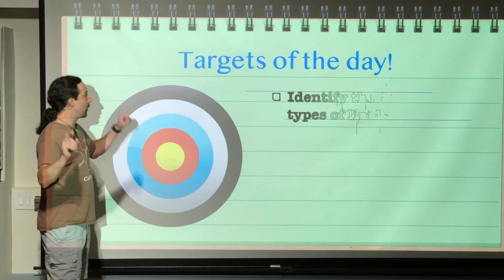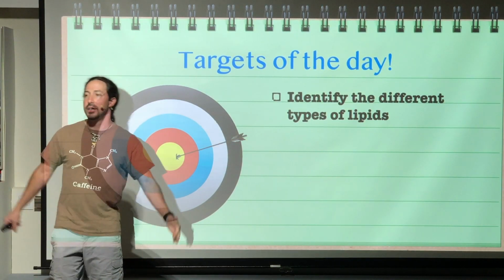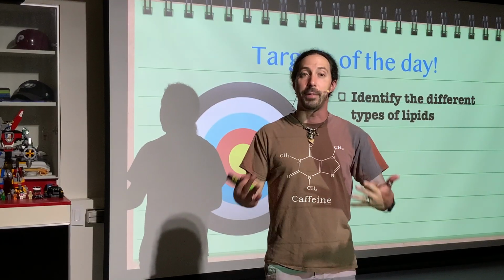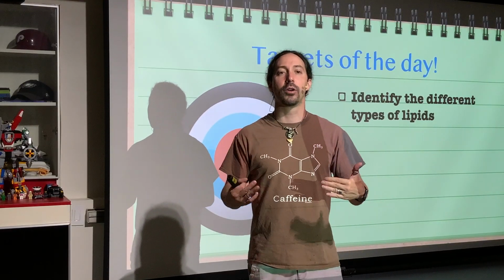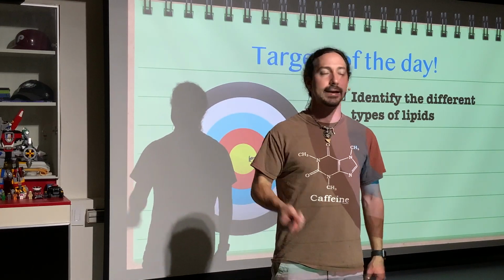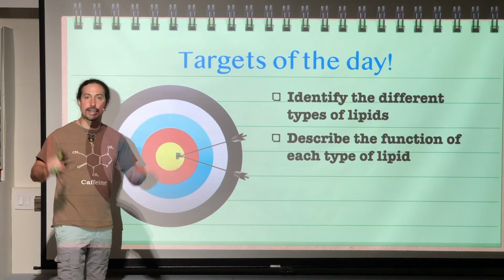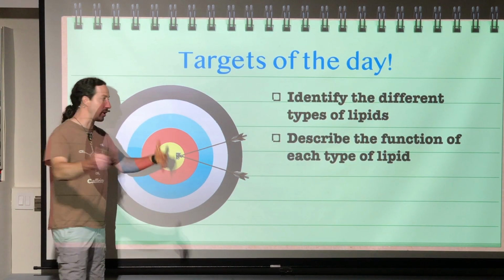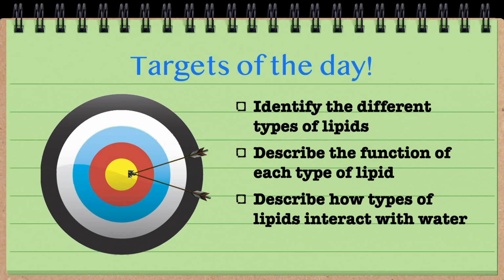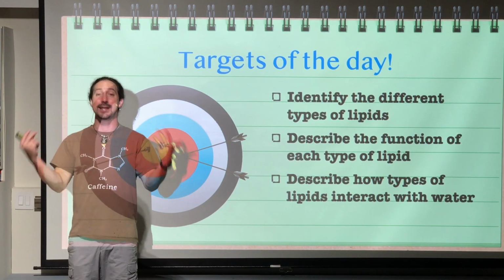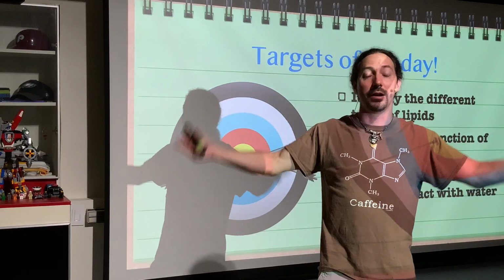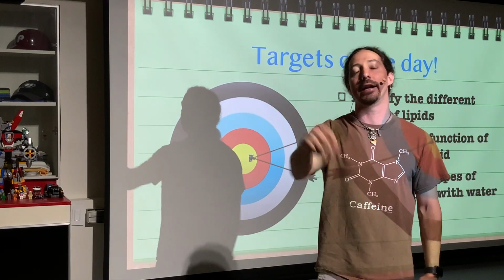Targets of the day, here we are. Identify the different types of lipids. So last time we looked at the monomers that make up a lipid, fatty acids, and now we're going to be looking at the different types of lipids that exist. Next, describe the function of each type of lipid, because each type is going to perform a different function. And lastly, describe how those types of lipids interact with water, because, again, water is basically the majority of every single cell. And that means that every molecule that's inside of those cells has to deal with water. So we need to understand how they interact with that water.